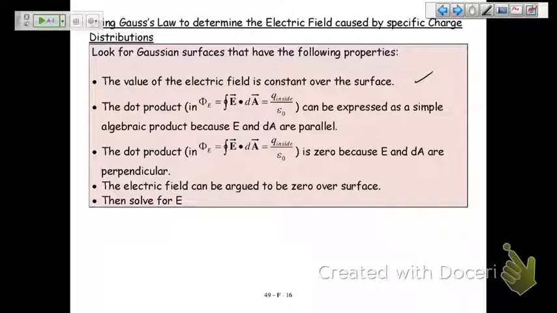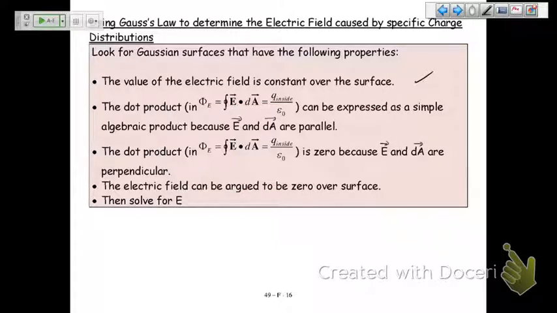If it's a cylinder, we want it to be constant over either the sleeve of the cylinder or the ends of the cylinder, or something like that. Then we want a Gaussian surface that gives us a dot product which can be expressed as a simple algebraic product of E and dA. So we want the electric field E and our little area vectors to be parallel wherever possible, or we want them to be at 90 degrees wherever possible.